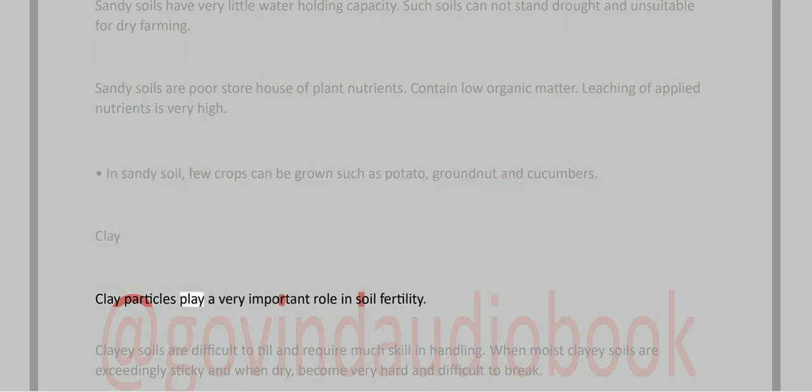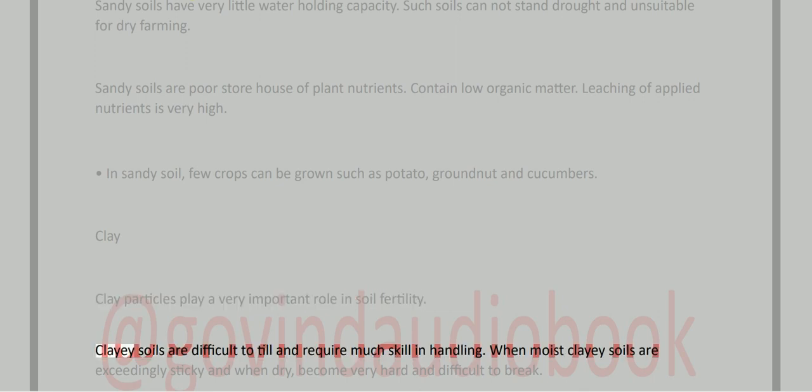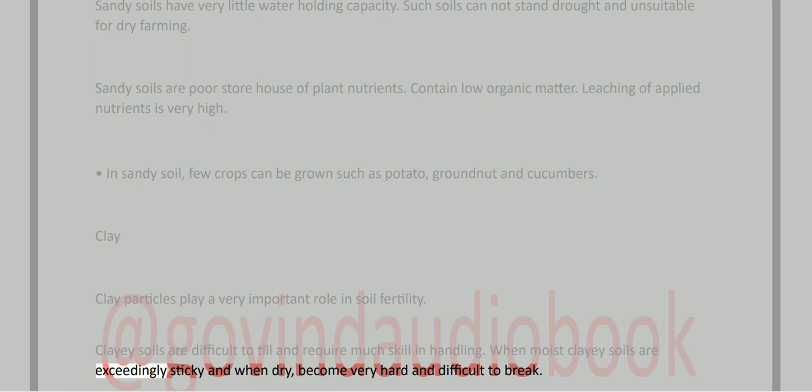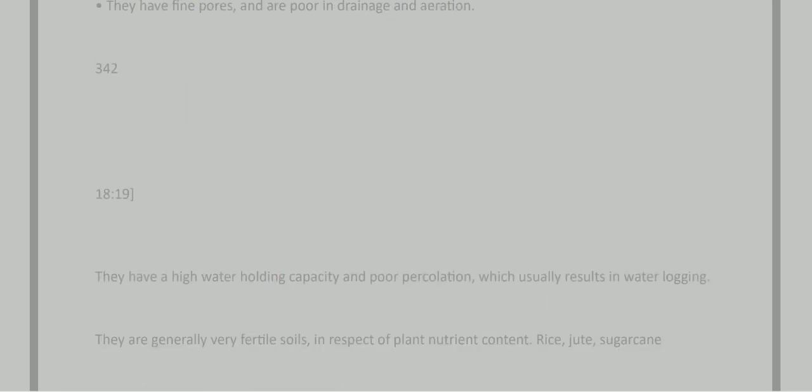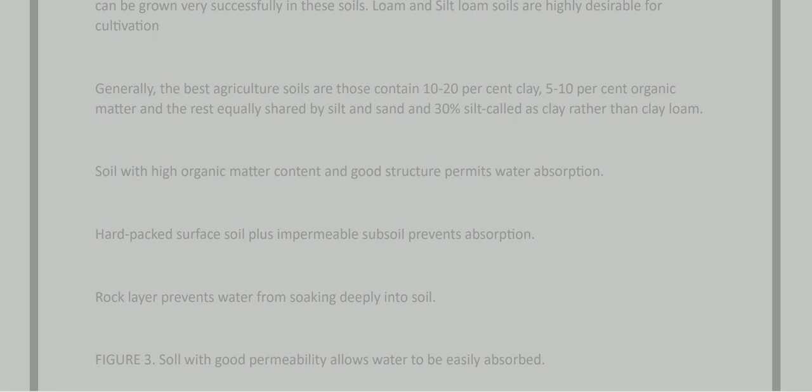Clay particles play a very important role in soil fertility. Clayey soils are difficult to till and require much skill in handling. When moist, clayey soils are exceedingly sticky and when dry, become very hard and difficult to break. They have fine pores, and are poor in drainage and aeration. They have a high water holding capacity and poor percolation, which usually results in waterlogging. They are generally very fertile soils in respect of plant nutrient content. Rice, jute and sugarcane can be grown very successfully in these soils.